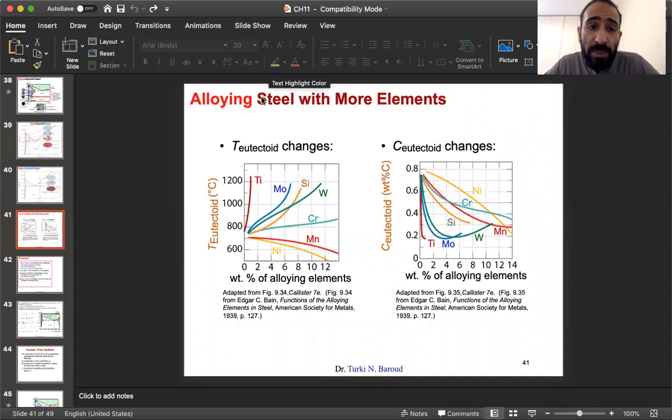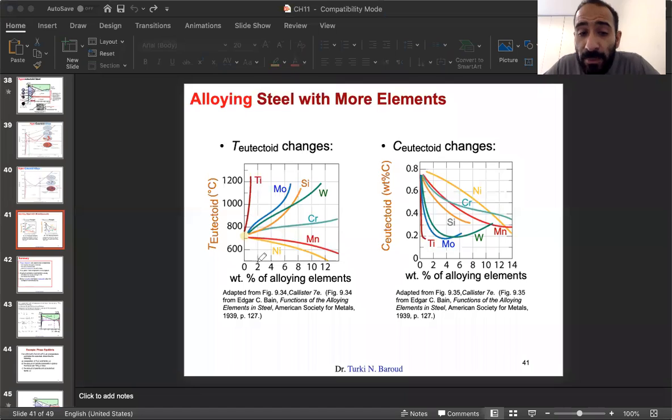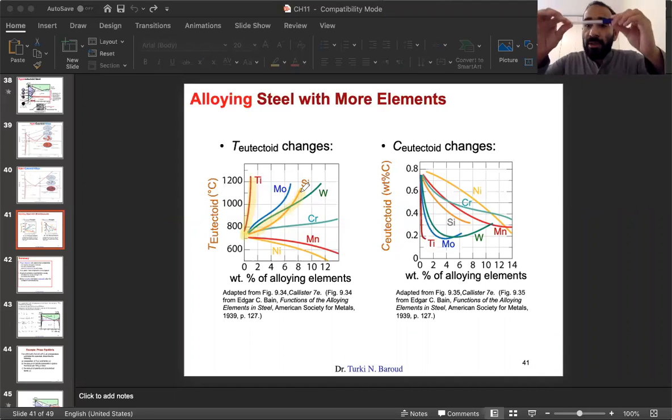The eutectoid temperature, as we saw earlier, is around 700 something. Now, if you start to add titanium, even a small amount, what's going to happen? Notice that the more titanium you add, the higher you can shift the eutectoid temperature line, you can shift it up. Similarly with silicon, if you add more silicon, you can push the eutectoid temperature to higher temperature.